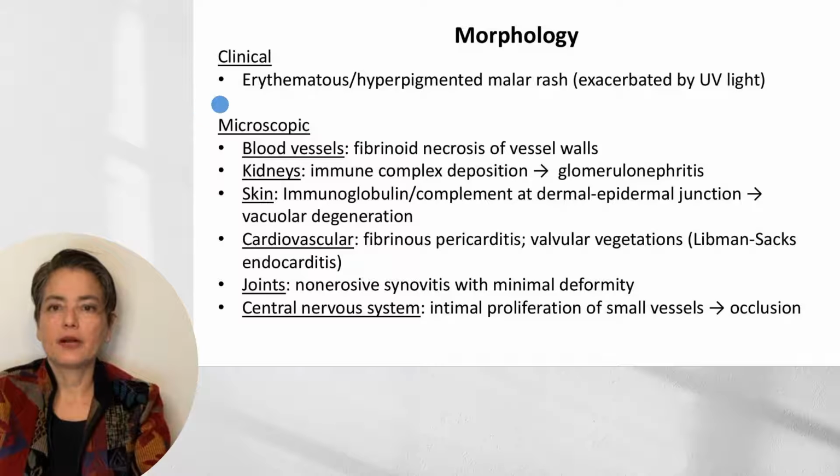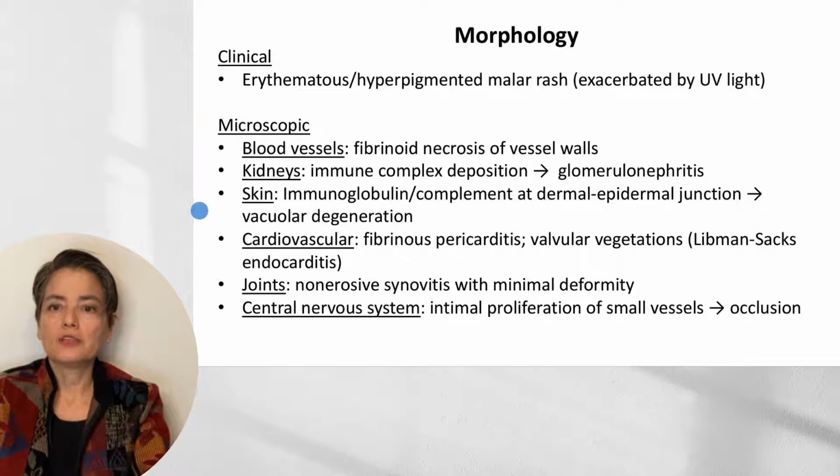So what do we see in lupus? Clinically, this is characterized by an erythematous or hyperpigmented malar rash, also referred to as the butterfly rash over the cheeks. This is exacerbated by ultraviolet light, and I'll show you an image in a moment. The blood vessels can be affected by fibrinoid necrosis of vessel walls as part of this immune complex deposition, which we also see in the kidneys, as I mentioned, with glomerulonephritis.